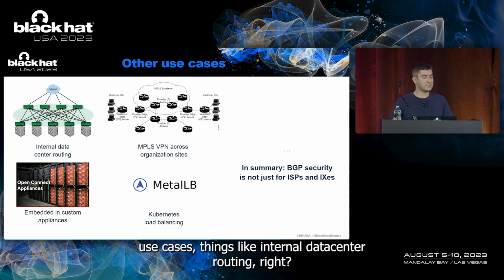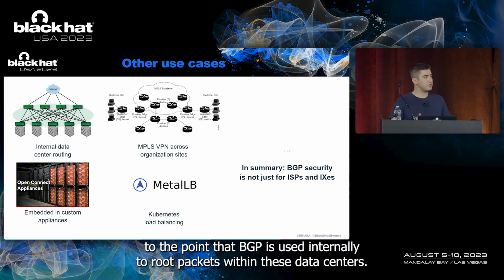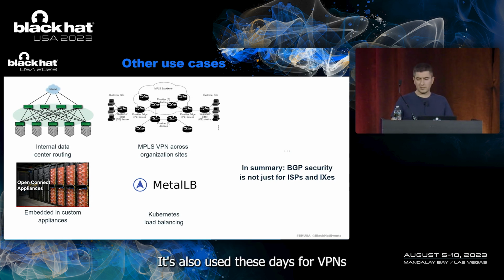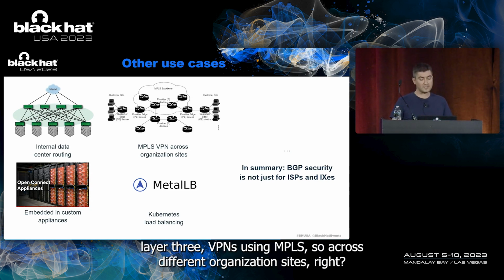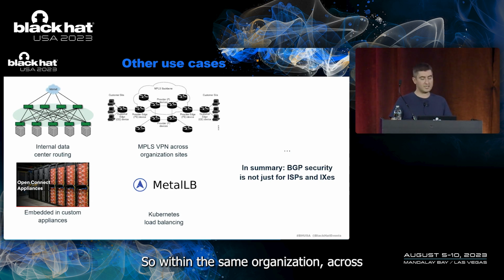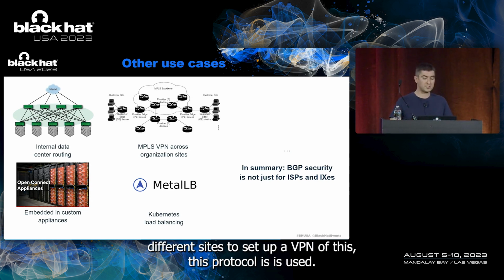Things like internal data center routing, right? Data centers have grown massively in the past decades to the point that BGP is used internally to route packets within these data centers. It's also used these days for layer 3 VPNs using MPLS, across different organization sites, right? So within the same organization, across different sites, to set up a VPN, this protocol is used.